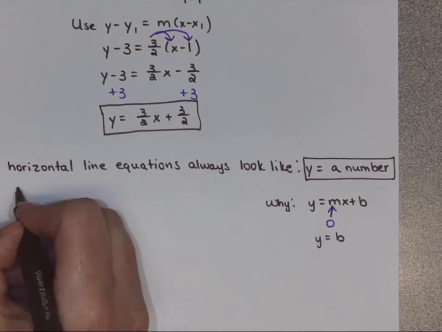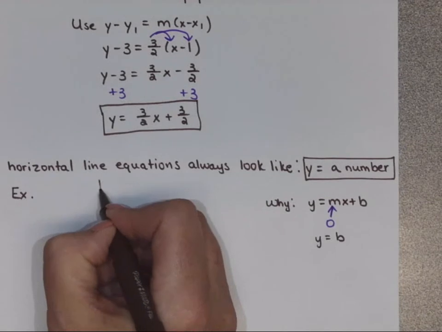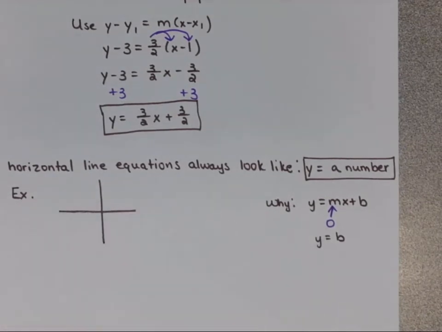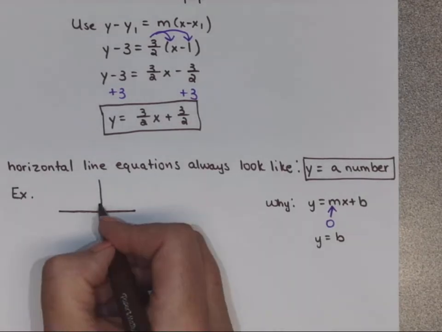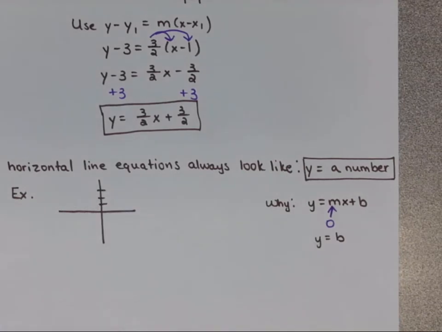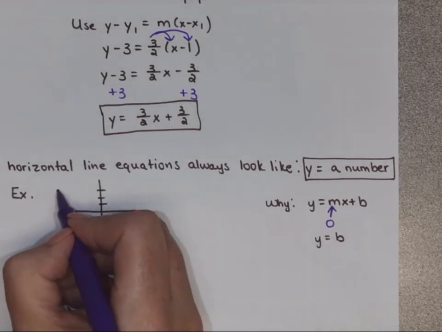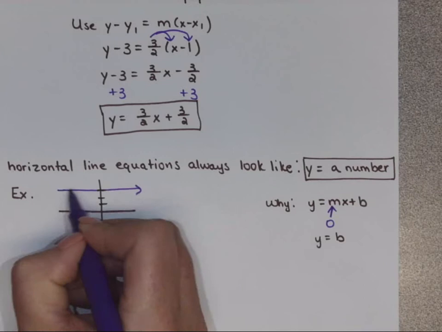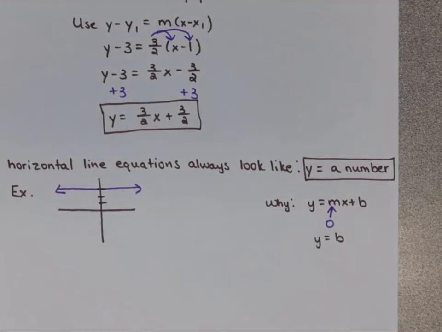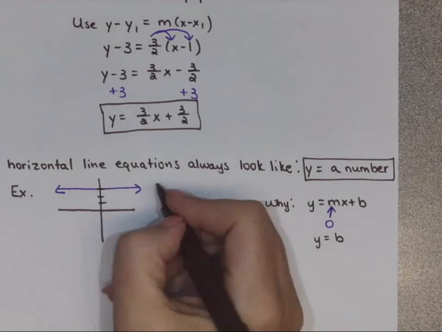Or you can think about it if you're a visual learner, because I know some of you prefer to kind of see pictures. So if I told you to draw the horizontal line at 3, you would go up to 3, right, and then you would draw a flat line at 3. So the question is, why is the equation going to look like y equals 3?